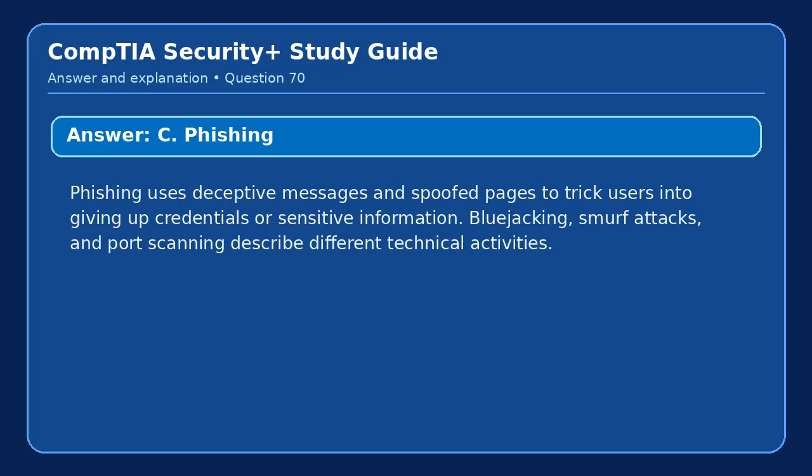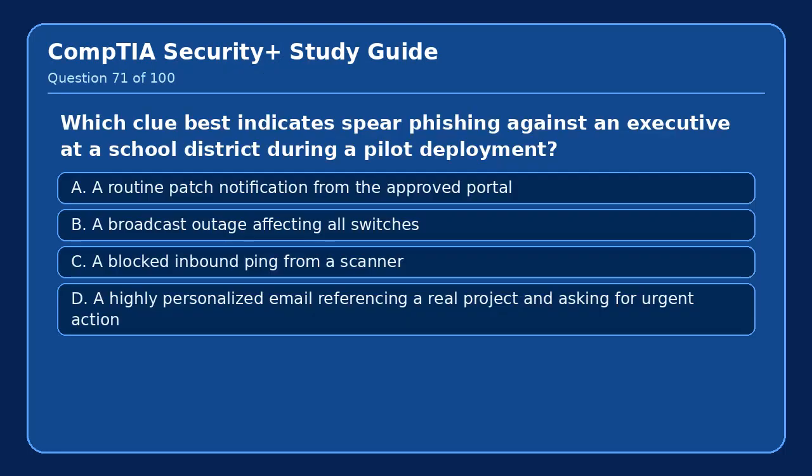The answer is D. Smishing. Smishing is phishing delivered through SMS or text messaging. VLAN hopping and war driving are network attacks, while password salting is a defensive storage technique.